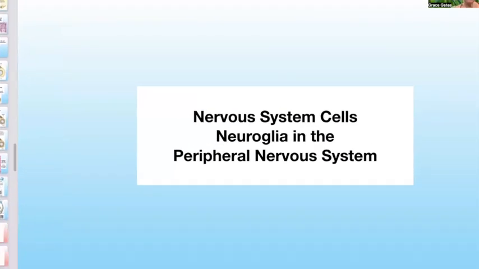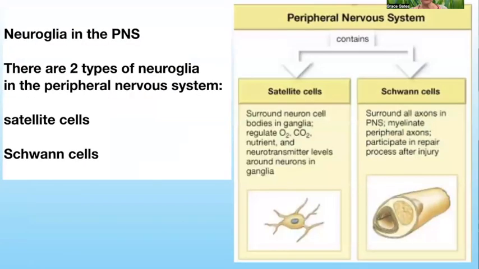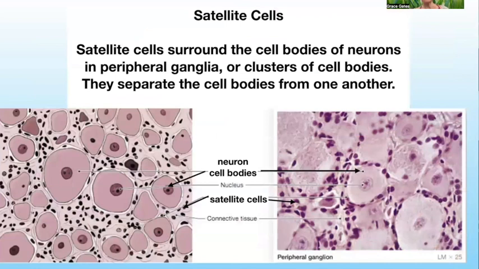Okay, so neuroglia in the peripheral nervous system. This is a different crew. There are 2 types of neuroglia in the peripheral nervous system: satellite cells and Schwann cells. Satellite cells surround the cell bodies of neurons in peripheral ganglia, or clusters of cell bodies. They separate the cell bodies from one another.